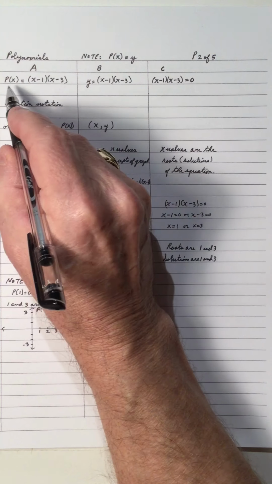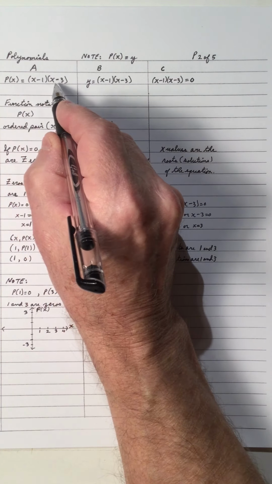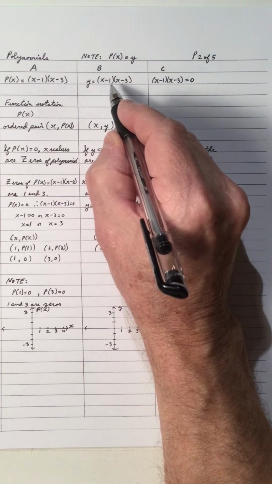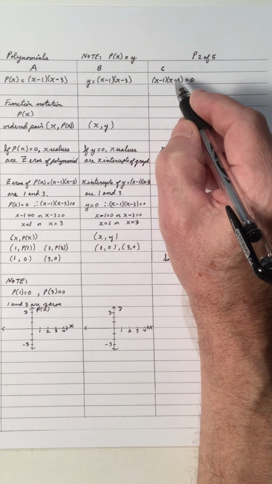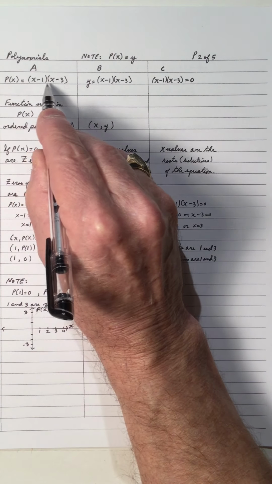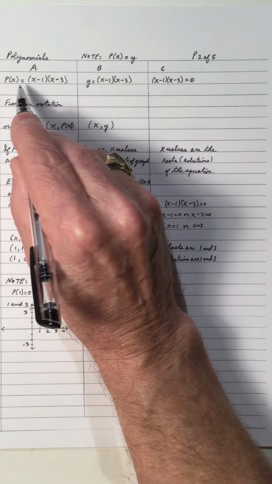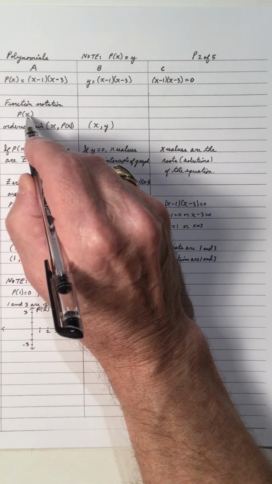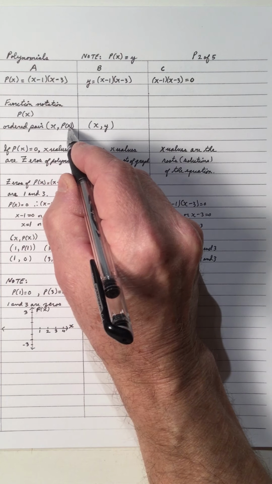In column A, I have p of x is x minus 1 times x minus 3. In column B, I have y equals x minus 1, x minus 3. Column C, I have x minus 1 times x minus 3 equals 0. So notice the three columns have x minus 1, x minus 3 in each. But when you have the p of x, you have the function notation, p of x. The ordered pair is x comma p of x.